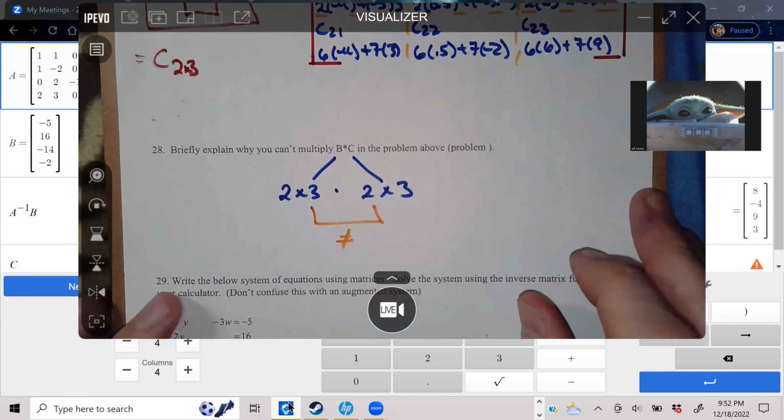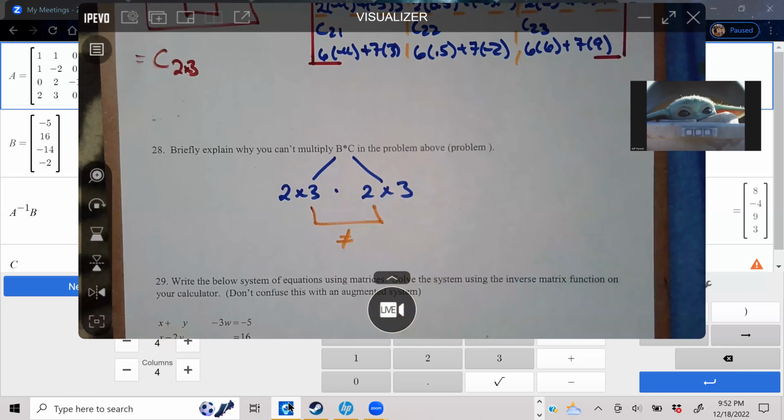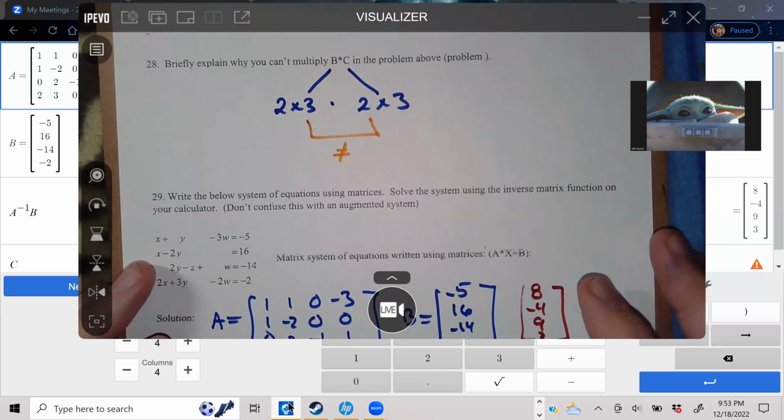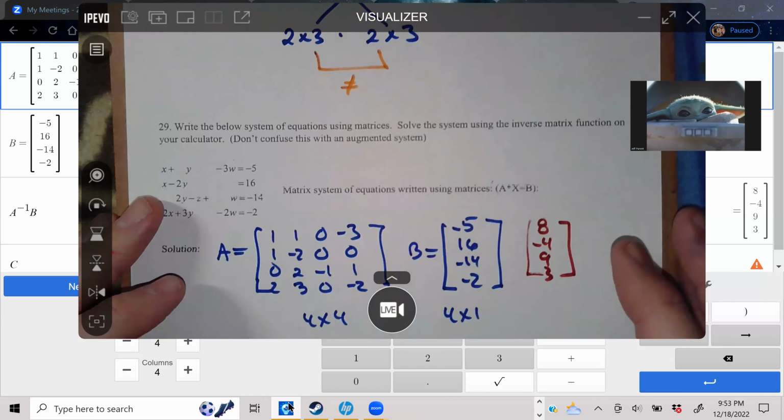Problem 28 is simply that the inner indices don't match. And if they don't match, you can't multiply them. That's it. So it's kind of strange. Sometimes you can multiply things in one direction, but not in the other. But that's just the nature of matrices. Matrix multiplication is not commutative. That is, the order makes a difference.